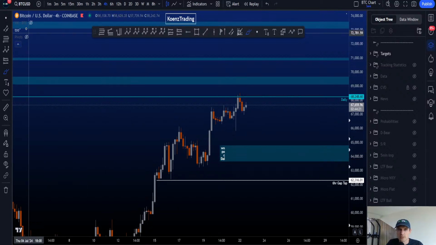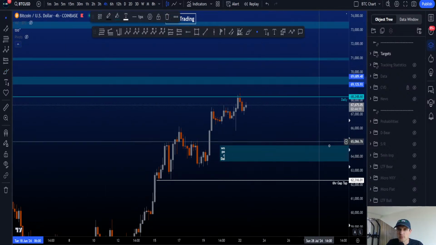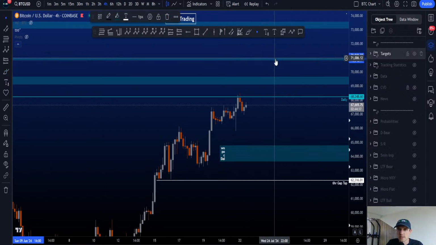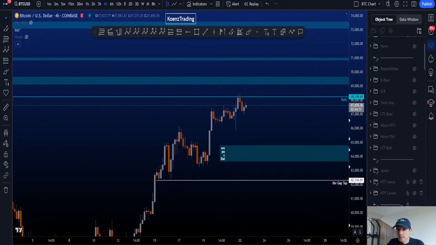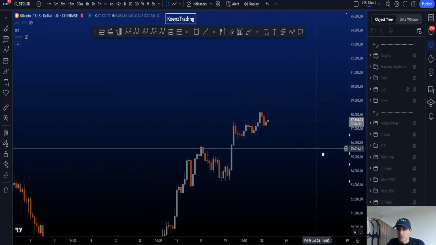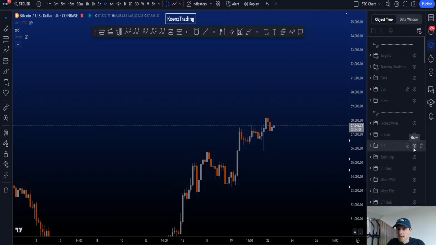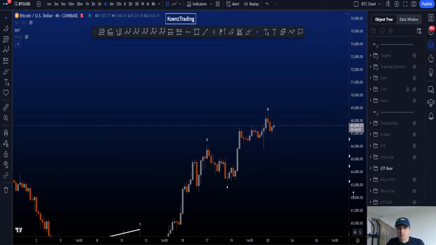Now to the upside, you saw the resistance already. First of all here, 69.1, 69.7, and then 70 to 71. Right, so those are the levels to keep an eye on. And that's pretty much the analysis.